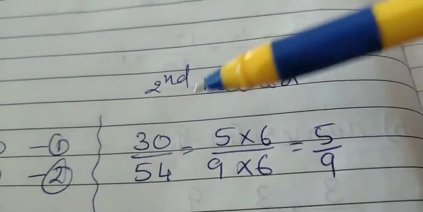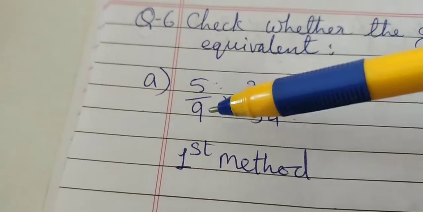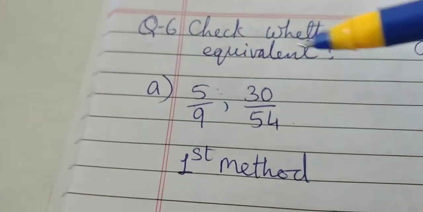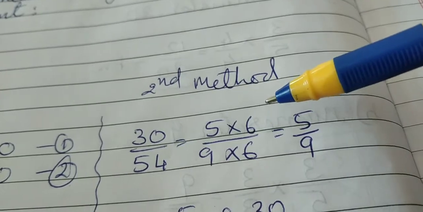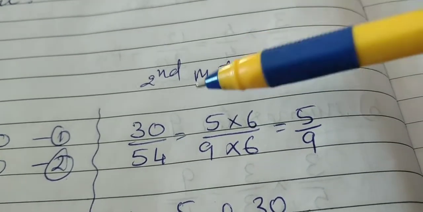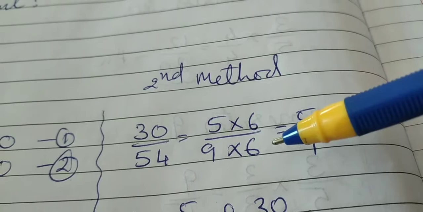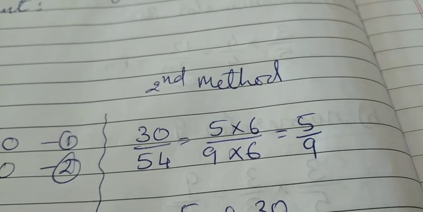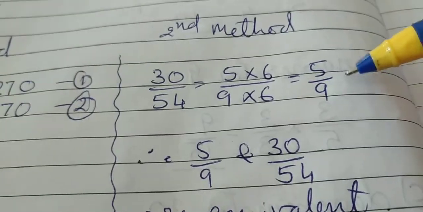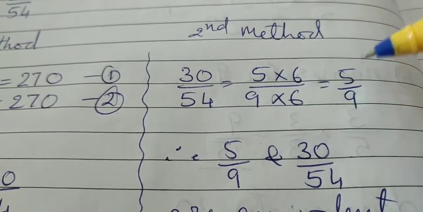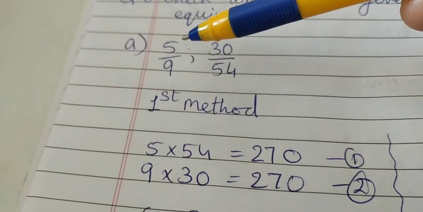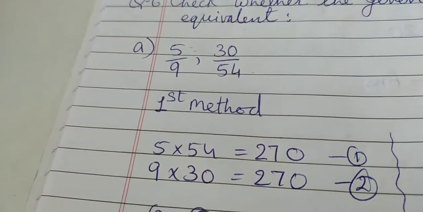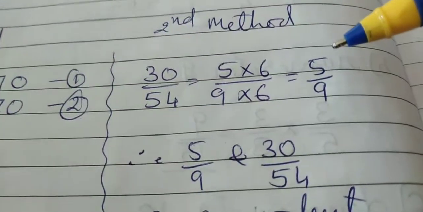So here you can see 30 upon 54, and this is 5 upon 9, which is in reduced form, whereas 30 upon 54 is yet to be reduced. So we just factorize it, just find out the highest common factor. 5 multiplied by 6, 9 multiplied by 6, 6 got cancelled, 5 upon 9. Now you can see the reduced form of 30 by 54 is equal to 5 upon 9, which is the first fraction, the other fraction out of the two.